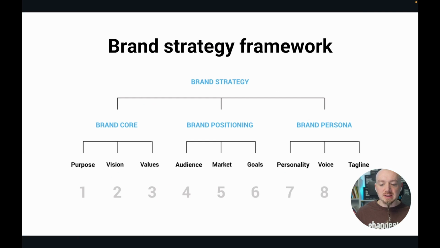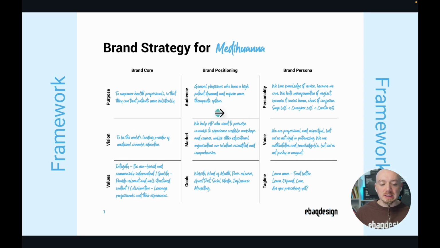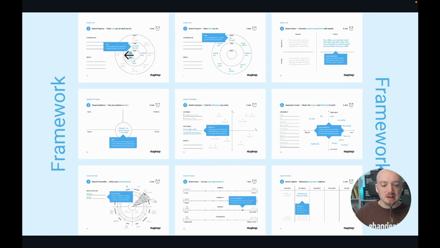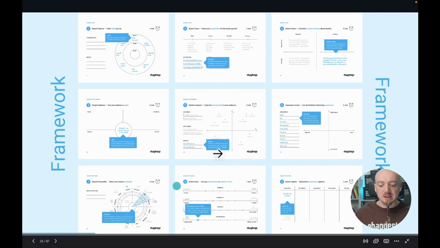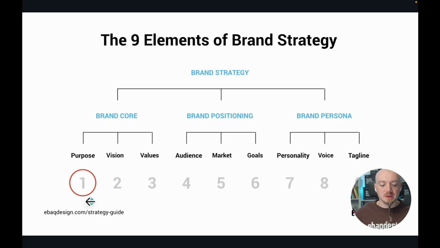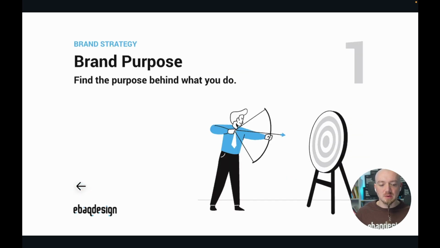So again, this is the framework, and the ultimate outcome is your brand strategy written on one page. But in order to arrive at those statements and short descriptions, you need to run each of those exercises separately. So that's how it looks. And the outcome would be that statement, like brand purpose statement, brand vision, and so on. So let's start with the first one, brand purpose. That's the first exercise in the framework.